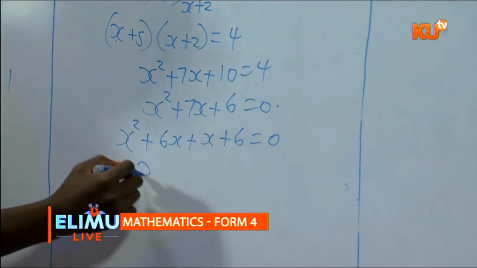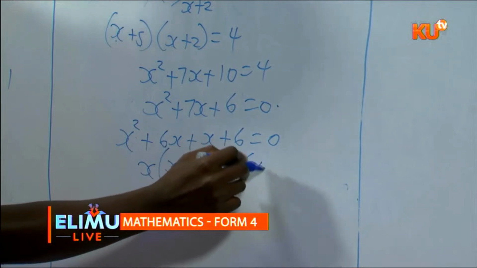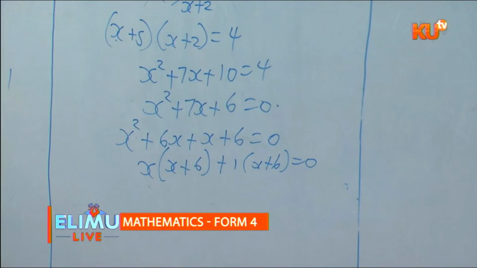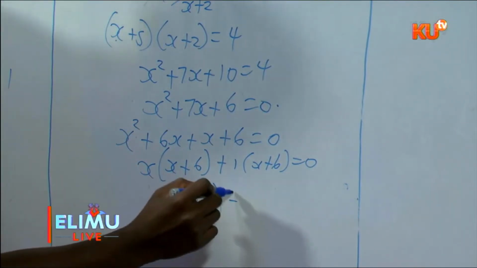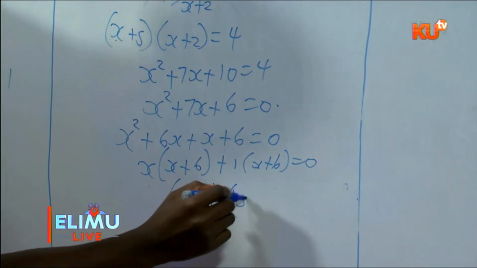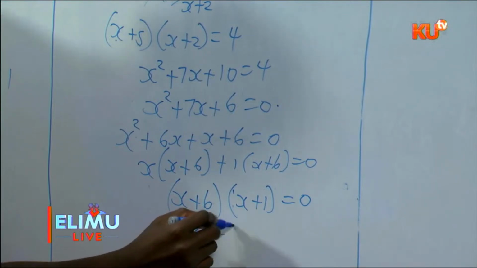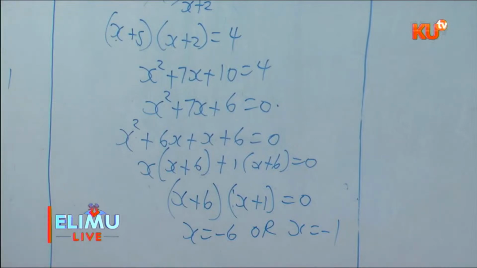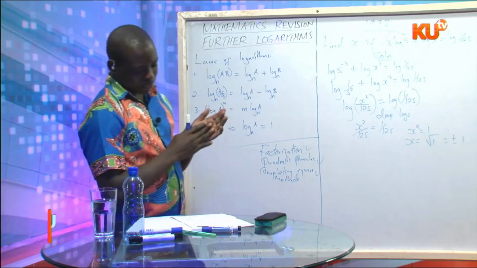X is common, so x into x add 6, 1 into x add 6, and that should give us 0. Then take one of the brackets, x add 6, and the other bracket, x add 1, equal to 0. It will imply that x is negative 6 or x is negative 1. Those are the solutions for x, and that will give you your 3 marks.